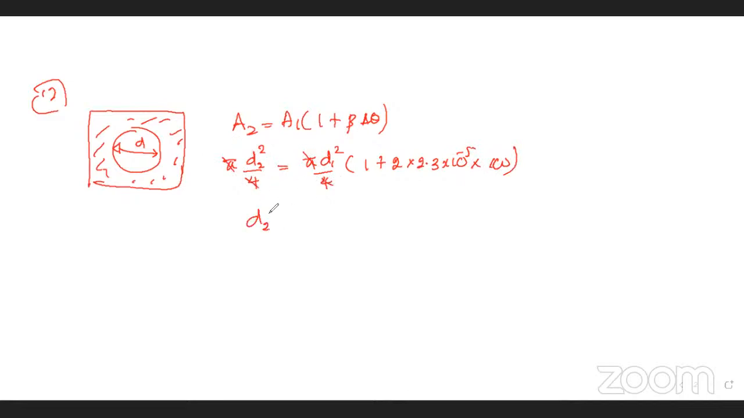So you can write the new diameter. With the value of D1 substituted, I arrive at 1.0046, that is 4.6 times 10 to the minus 3. So D2 is the square root of this, 2.725 centimeters multiplied by the square root of this one. It's 1.023.